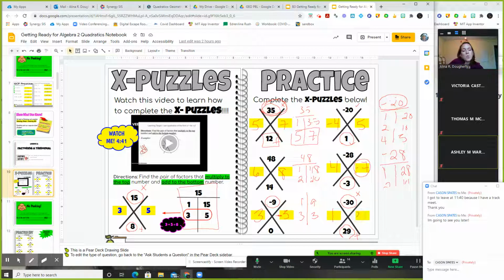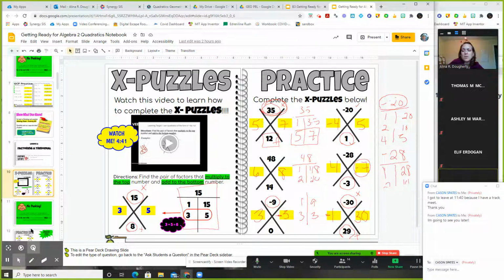What if I tell you it's 1 and 30? Which one of those needs to be negative and which one needs to be positive? The 1 100% needs to be negative. Was that you, Bryce? Awesome. So we're going to use these X puzzles in order to solve trinomials, or factor them actually today.